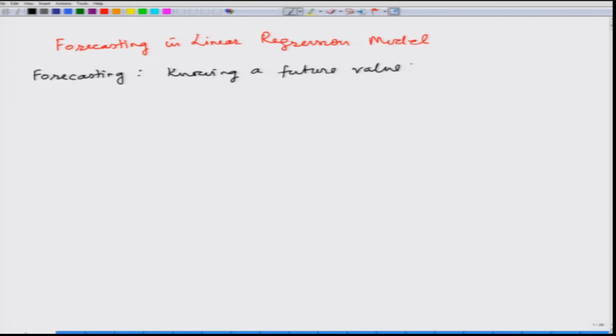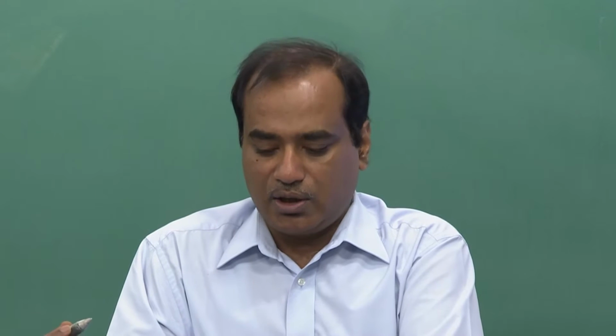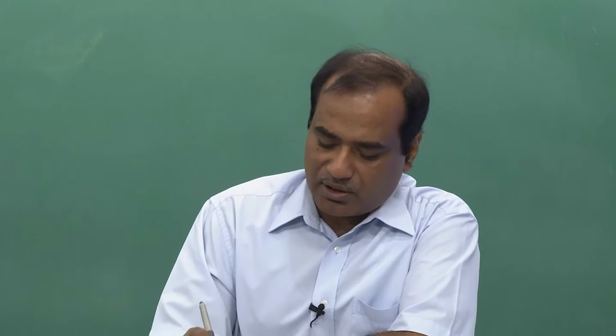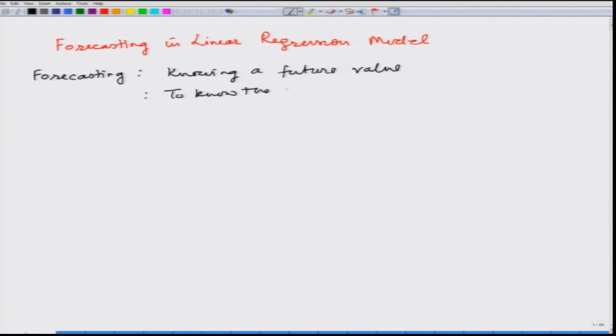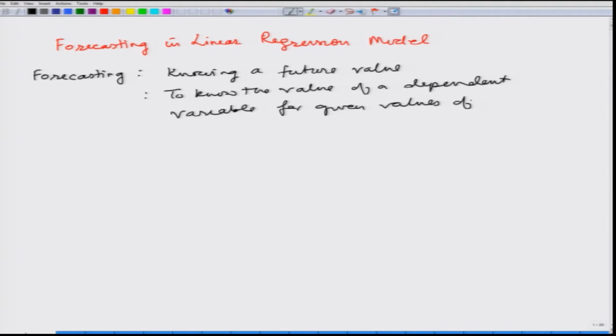Now, there can be various ways to do forecasting, but in this course we are aiming to do forecasting using the setup of the multiple linear regression model. And in that context, forecasting is simply knowing the value of a dependent variable for some known or given values of explanatory variables or independent variables.